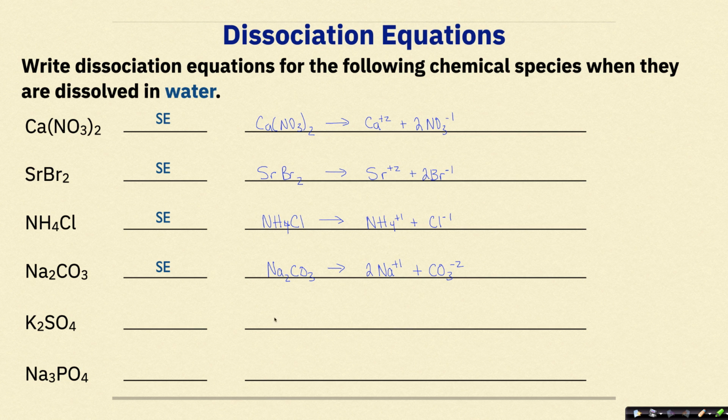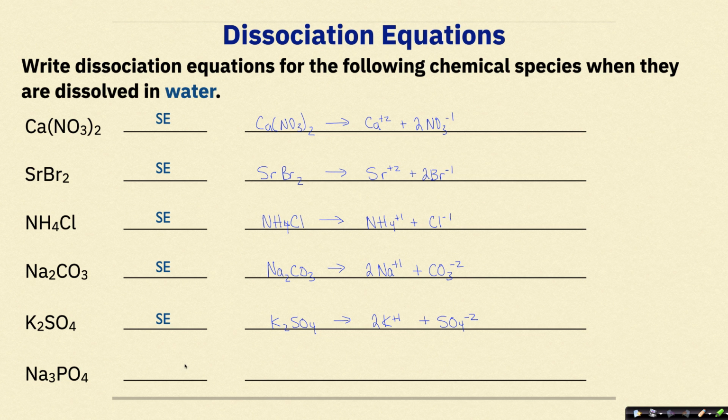The next one is K2SO4, also a strong electrolyte. So we're going to write K2SO4 with an arrow. Like our previous example, this is also a 2 to 1 ratio between positive and negative ions. So I'm going to write 2K+1 plus SO4-2.